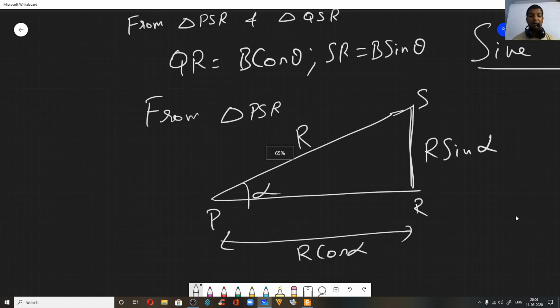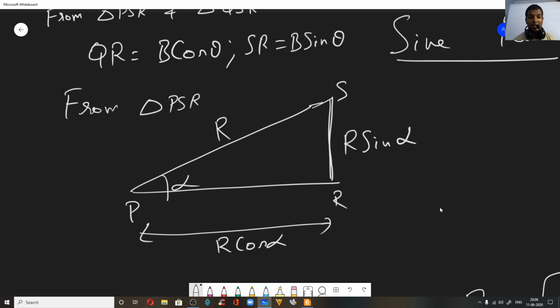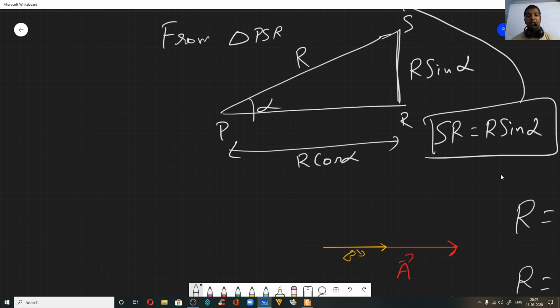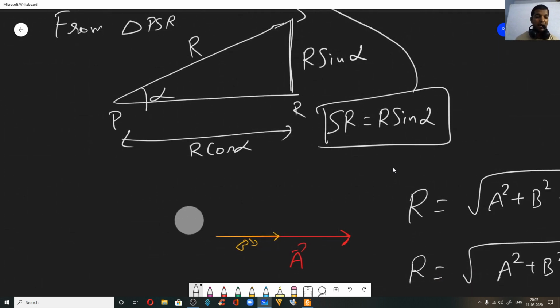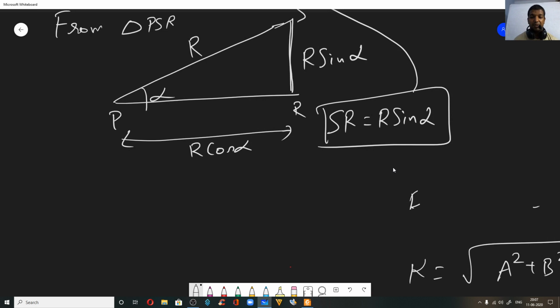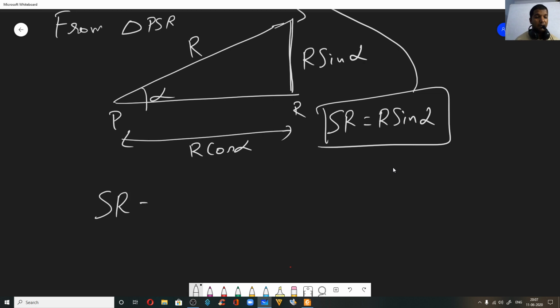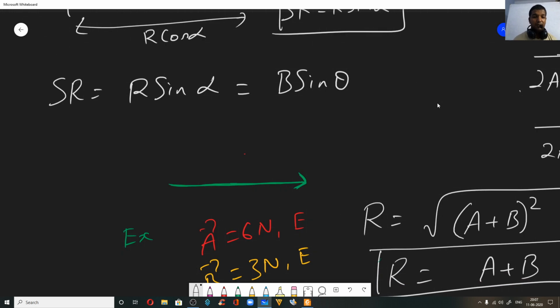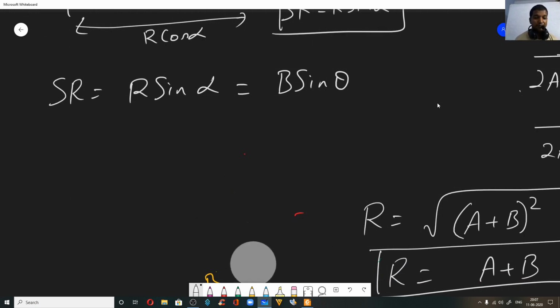Now therefore, from this triangle we got SR as R sin alpha also. Now compare these two, what do we get? SR is B sin theta and SR is R sin alpha also. So finally, SR is equal to R sin alpha, which is also equal to B sin theta, correct? Fine. Now let us try to write one more.